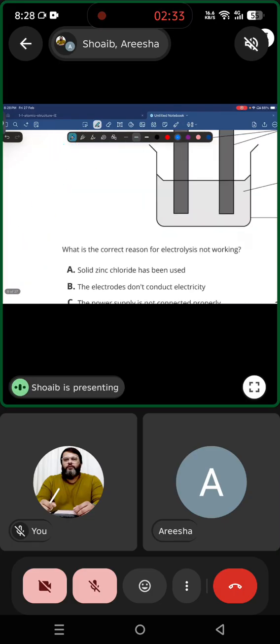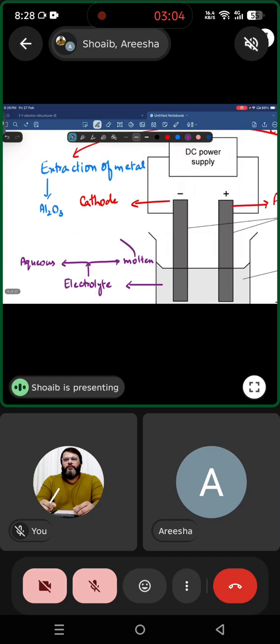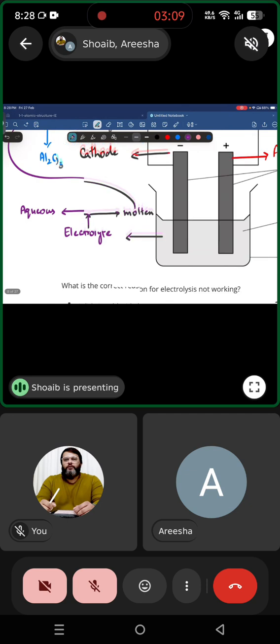Now, the next thing is the electrolyte. The solution is an electrolyte. An electrolyte is a substance that can conduct electricity, allowing the electricity to flow through it. You have two types of electrolytes: the aqueous form of electrolyte, and the molten form of electrolyte. The molten form of electrolyte is used for the extraction of a metal.